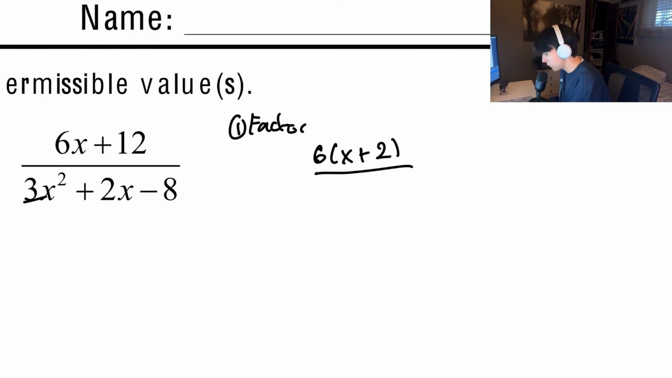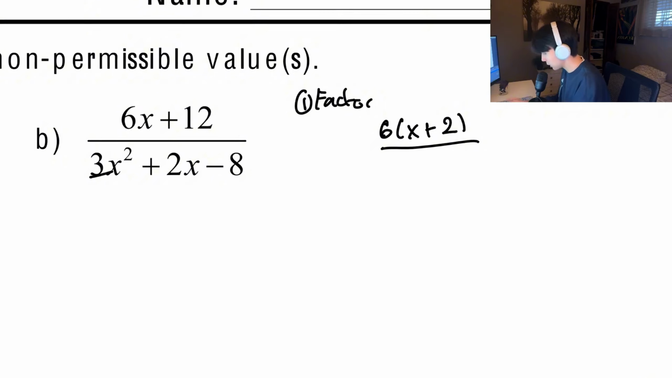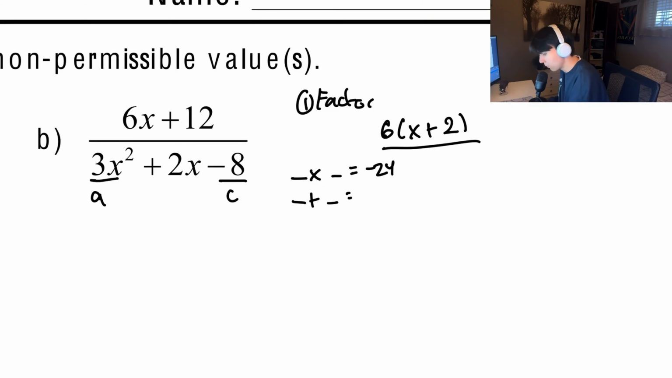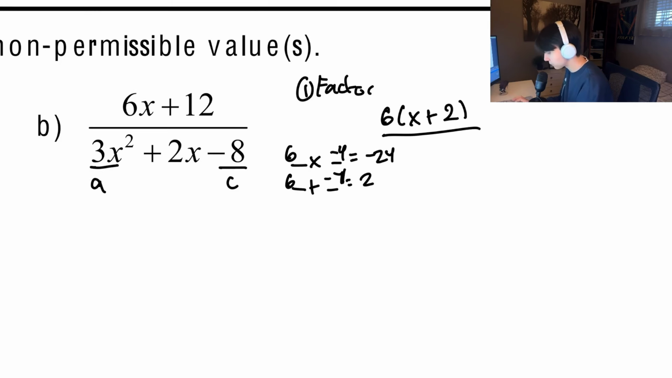And then the denominator we can factor by inspection, or factor by decomposition. So remember the AC method. Two numbers that multiply to give us negative 24, and two numbers that add to give us our middle term, which is 2. So we have 6 and negative 4, because 6 and negative 4 multiply to give us negative 24, but add to give us 2.